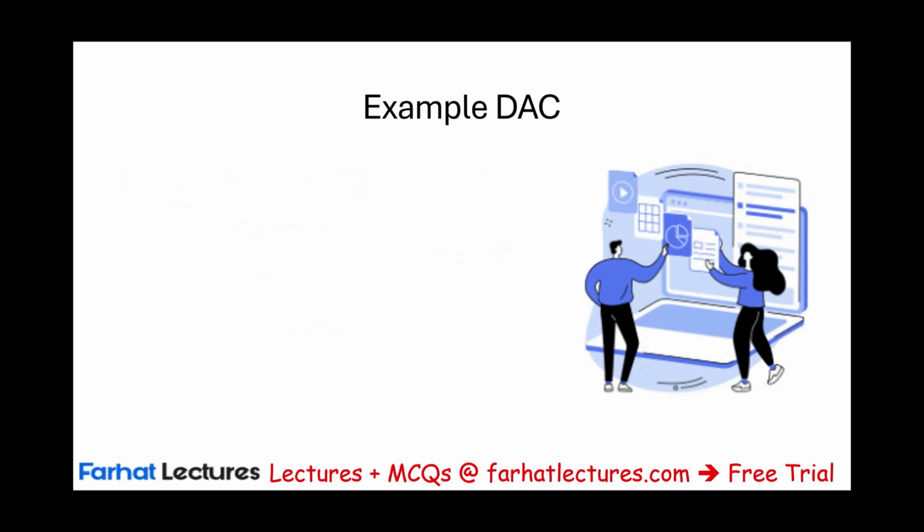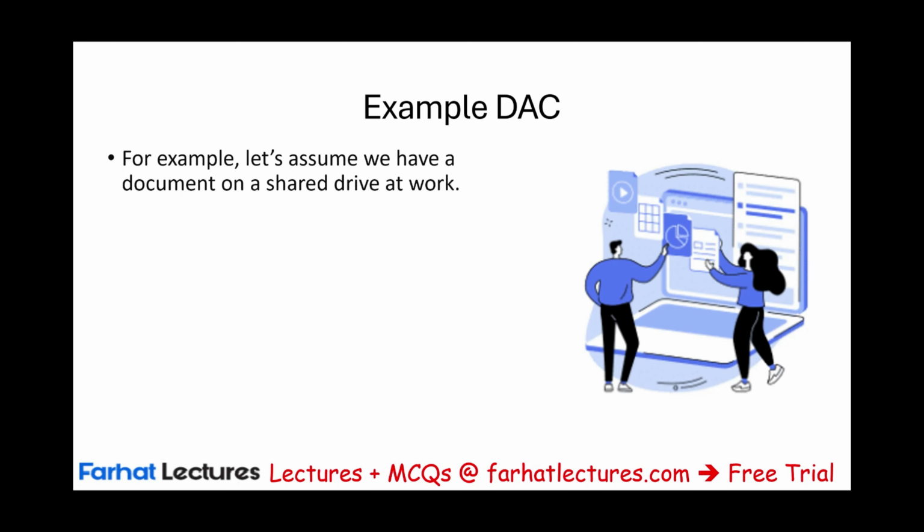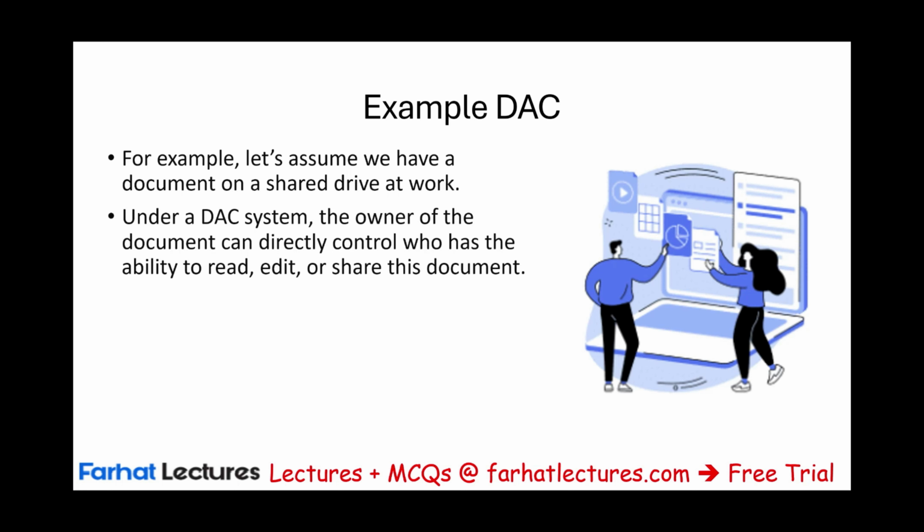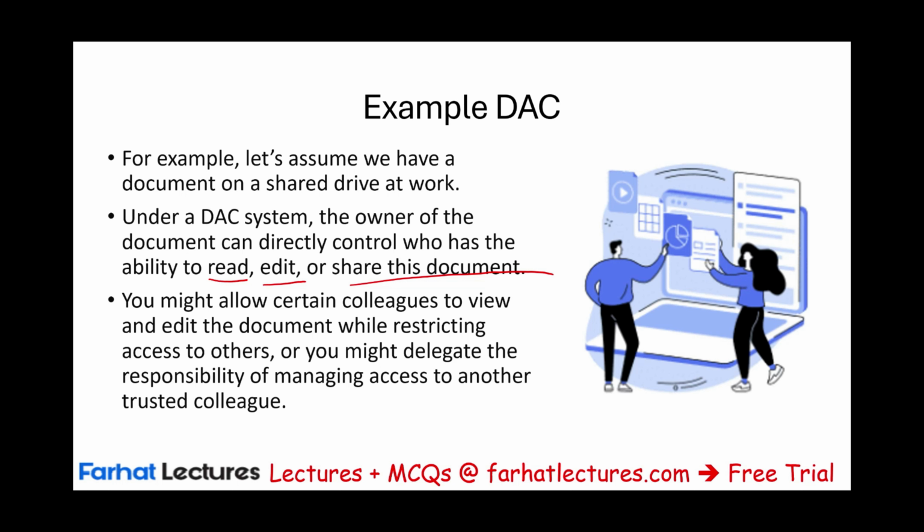An example of that would be, let's assume we have a document on a shared file. Under a DAC system, the owner of the document can directly control who has the ability to read, edit, or share this document. Think of Google Docs, that's the best way. You might allow certain colleagues to view and edit the document while restricting access to others, or you might delegate responsibility of managing access to another trusted colleague. Again, if you're familiar with Google Docs, it's a good example where you can allow share, allow edit, or view only. Now this is DAC, discretionary.